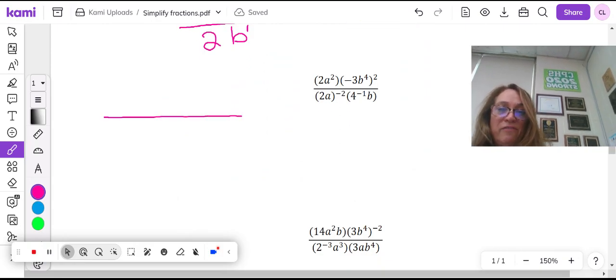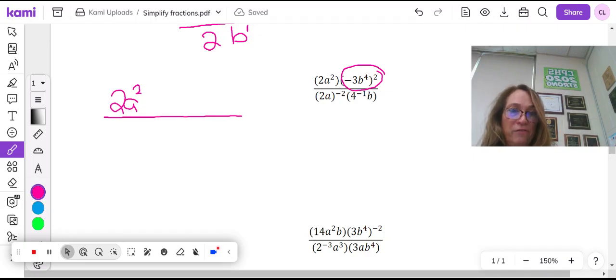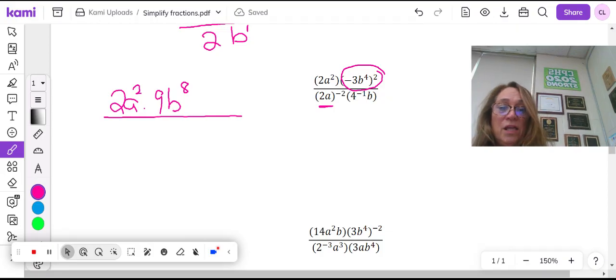So again, I'm going to draw my fraction bar. The 2a squared is going to stay. And then I'm going to actually do this squaring of the negative 3 b to the 4th. So negative 3 squared is 9. B to the 4th squared is b to the 8th. Now this time, the whole thing is being squared, and also it's going to be the reciprocal because it has a negative exponent. If I square it, I get 4a squared, but because it has that negative exponent, I'm going to put that into the numerator.